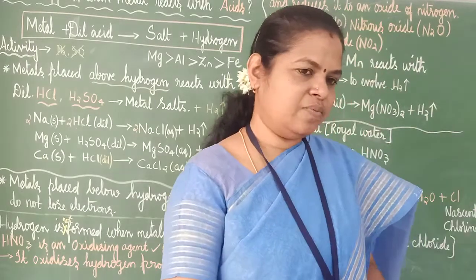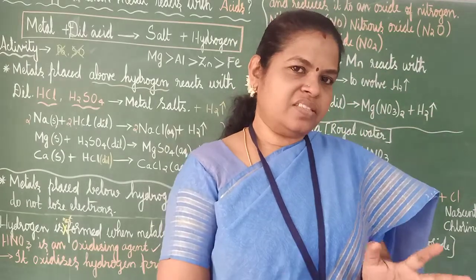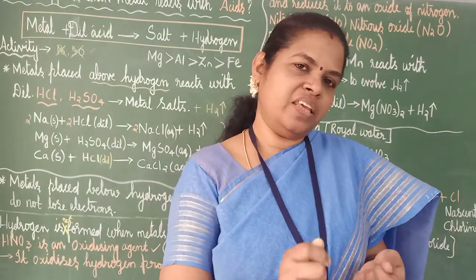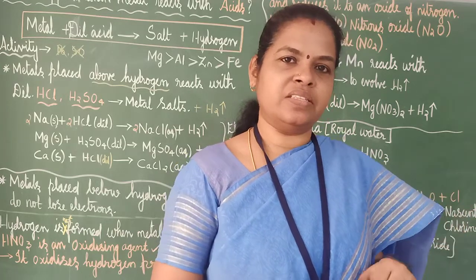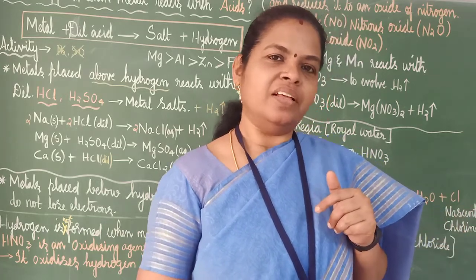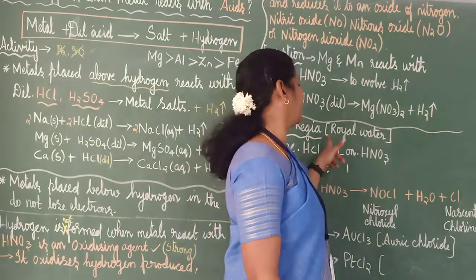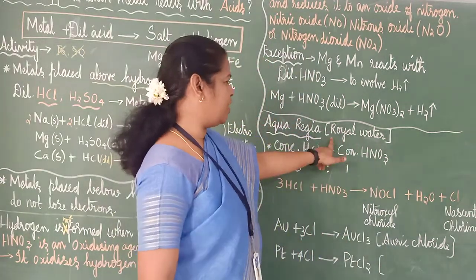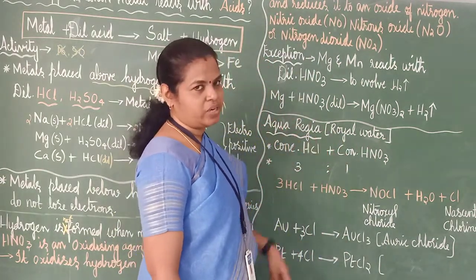He will do some magic. He will put the ornaments inside some water. He will mix them and then he will brush it. It will get its luster. How is it happening? This is because of this magic water. Okay, royal water, also called aqua regia.